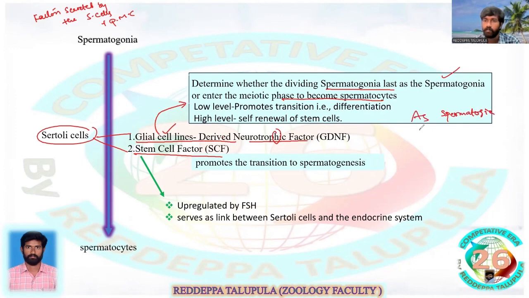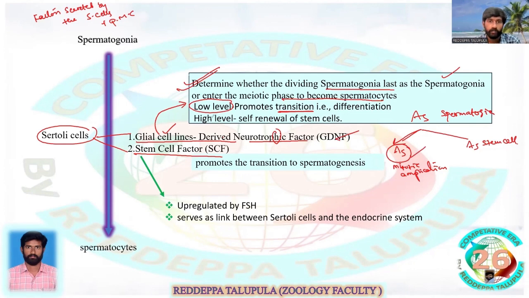That means whether a single type A cell needs to be converted into an A S type, which follows the mitotic amplification, or otherwise needs to restrict itself towards the A S type of stem cell, will be decided by this GDNF, based on the concentration. If it is at a low level, it promotes the transition. That means it will be converted into mitotic amplification, which leads to differentiation. If a high level of GDNF is present, then self-renewal of stem cells will be seen. It is seen at high level, and the other at low level.